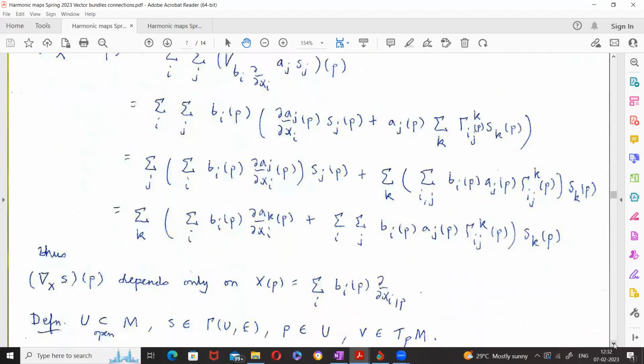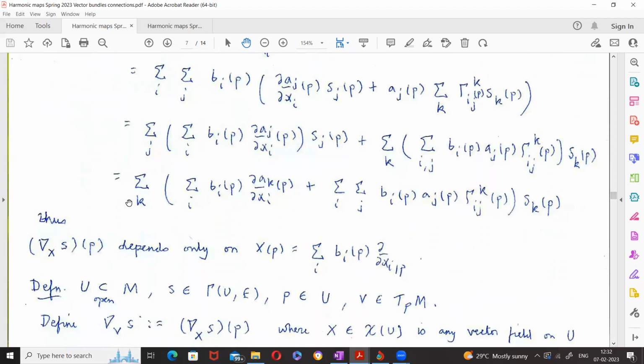Okay. And finally, you get this following expression: nabla x of s is going to be the sum over k, the local basis sk into these following coefficients: sum over i bi of p del ak del xi of p plus sum over ij bi of p aj of p gamma ijk of p. All right. Is this clear? Yes. Okay.